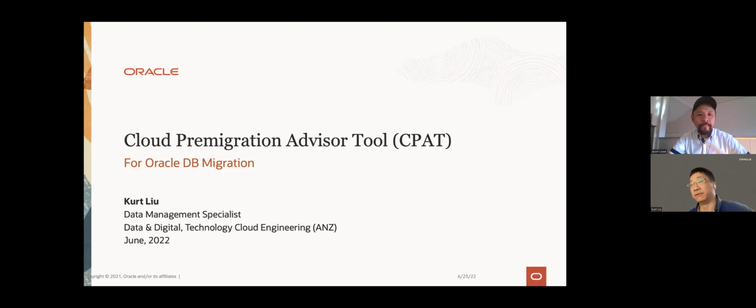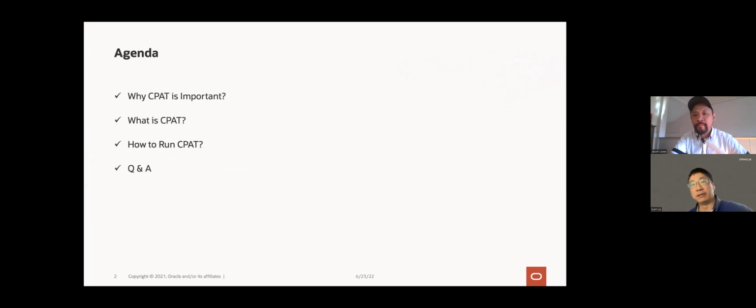Yeah, I think when we look at database migration into the Oracle Cloud, we actually offer a lot of flavors, different options to suit different customer requirements. So maybe I can kickstart by quickly going over the agenda. First of all, we have a look at why CPAT is important to customers and also to Oracle, because Oracle helps customers to simplify their database and data management, and then we move on to what is CPAT and how do we run it. How does that sound? Yeah, that sounds good. Let's get into it.